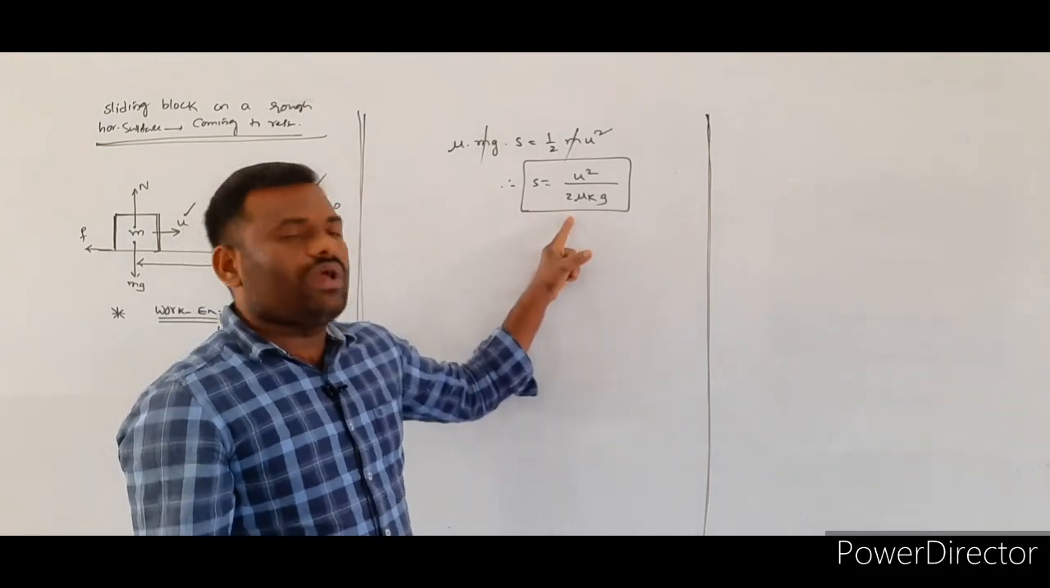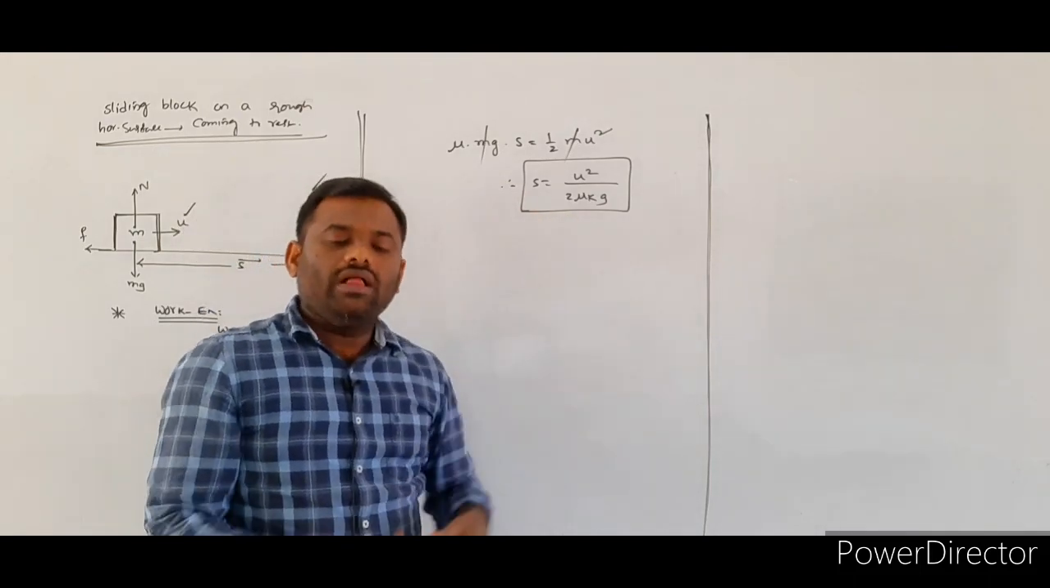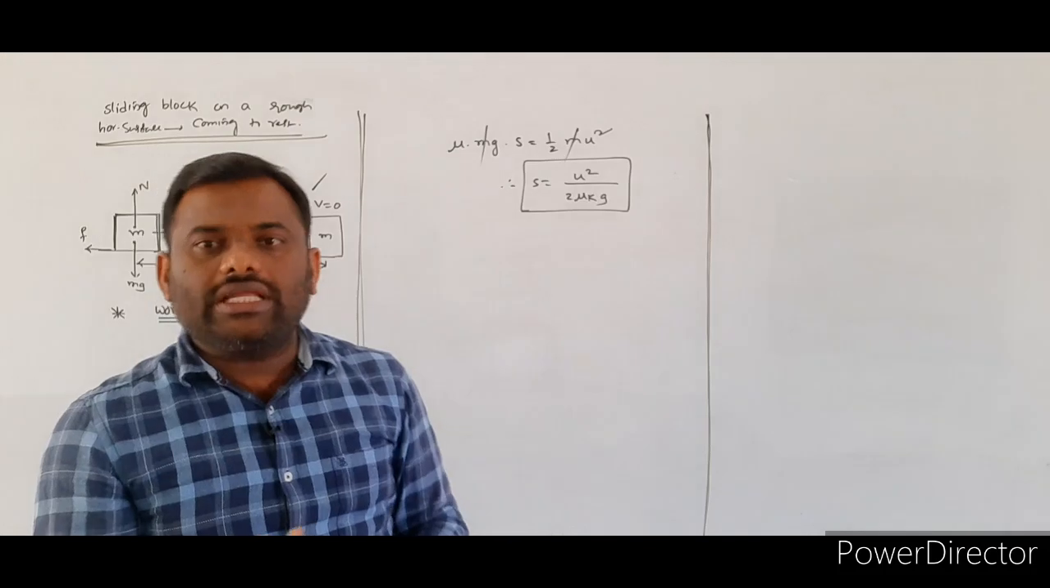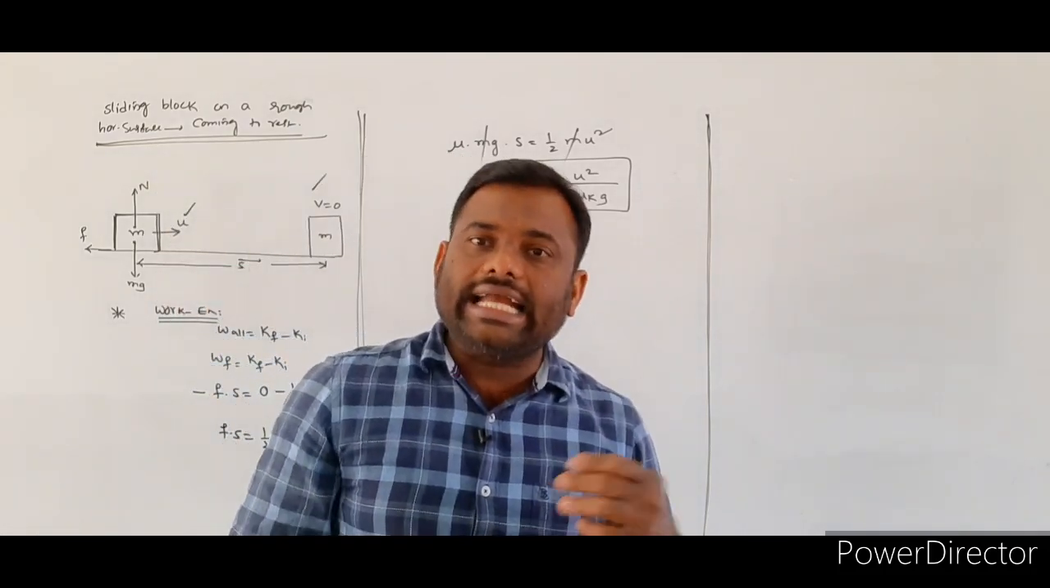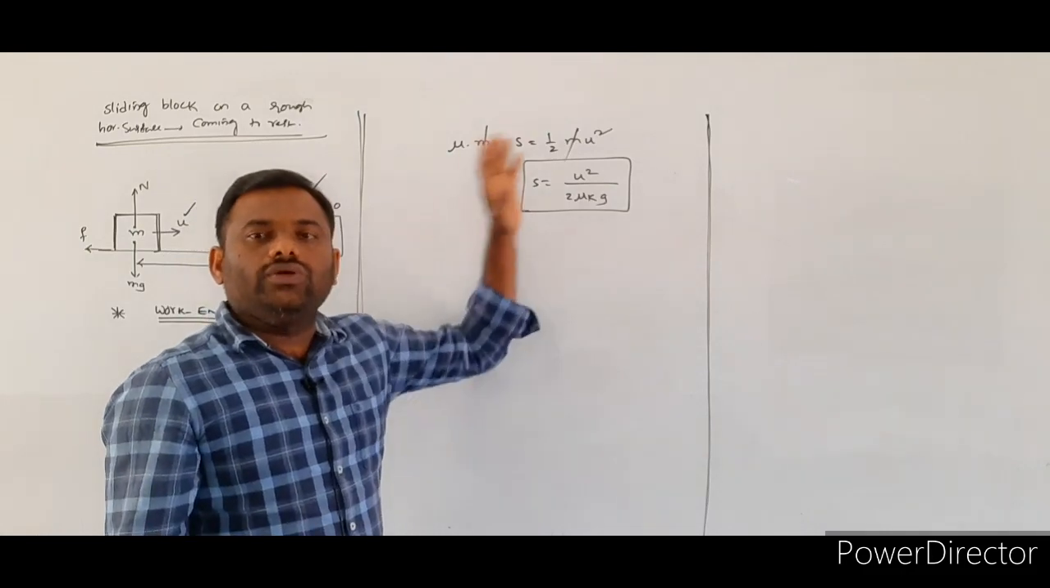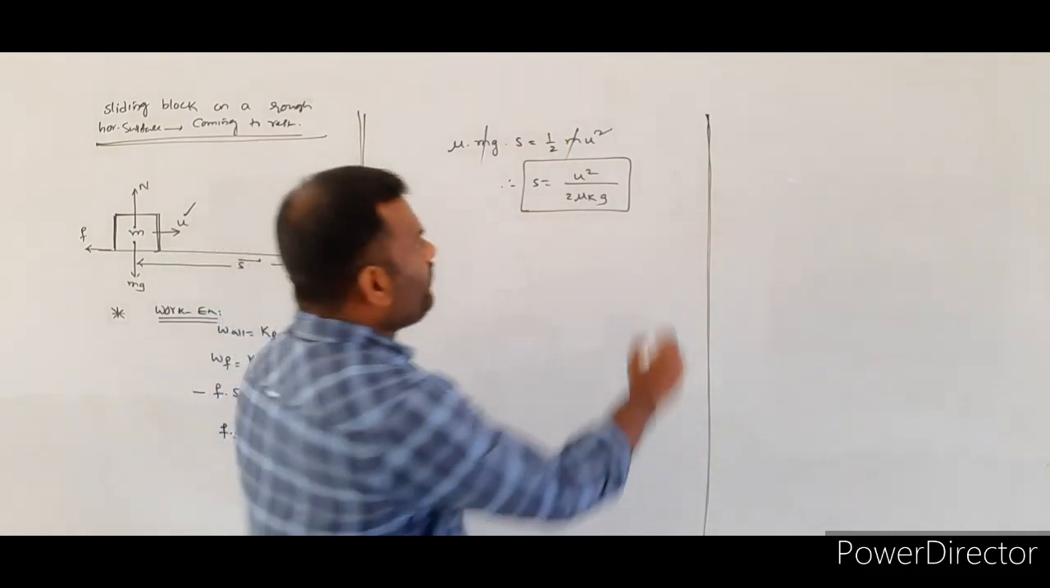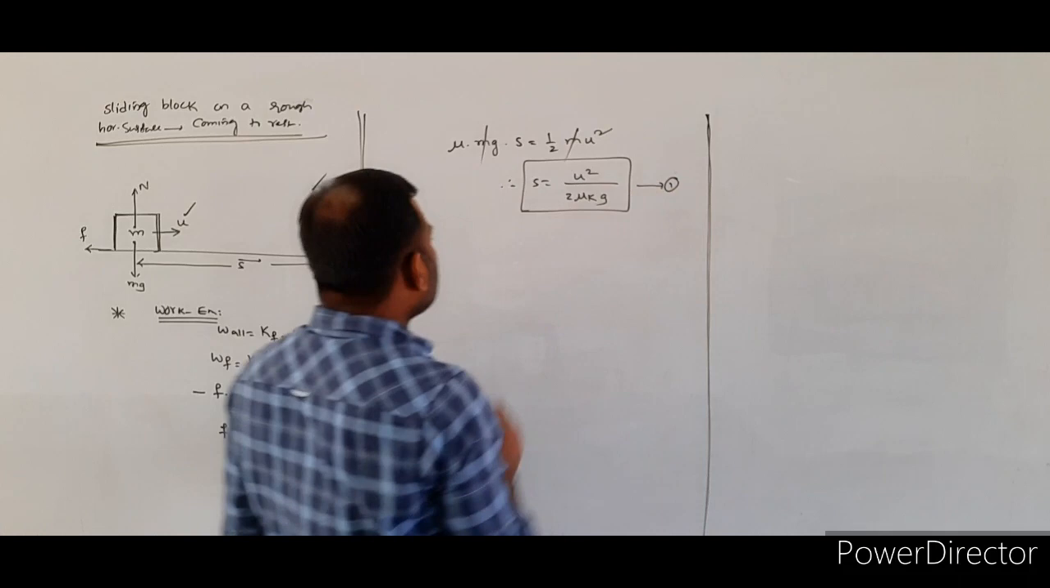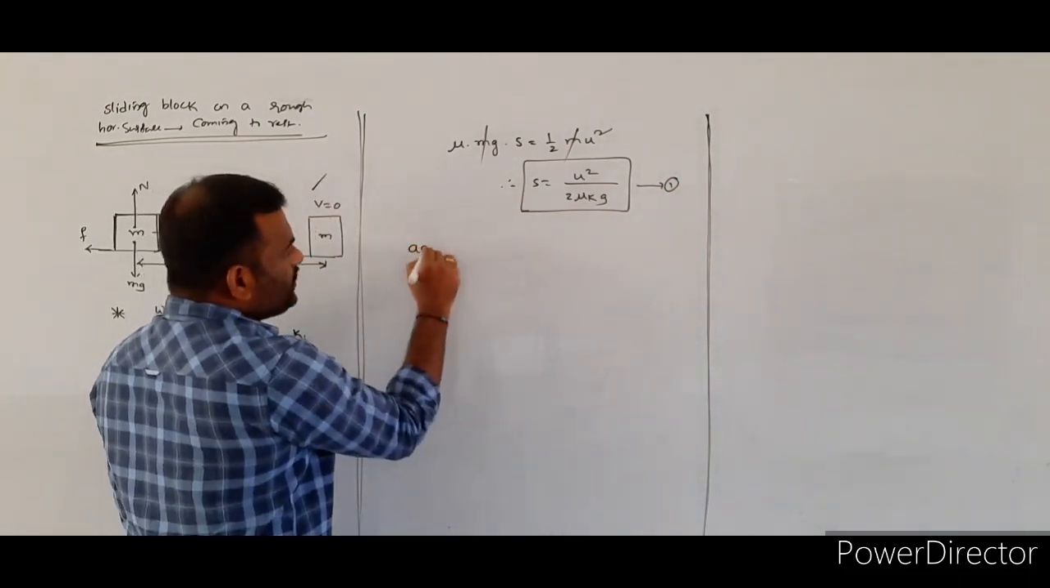Why do we use mu k? Because the body is in motion. Whenever the body is in motion, kinetic friction will be acting. So the displacement covered by the block is u square by 2 mu k into g. This is equation number 1. Now, I want to calculate the acceleration of the block.